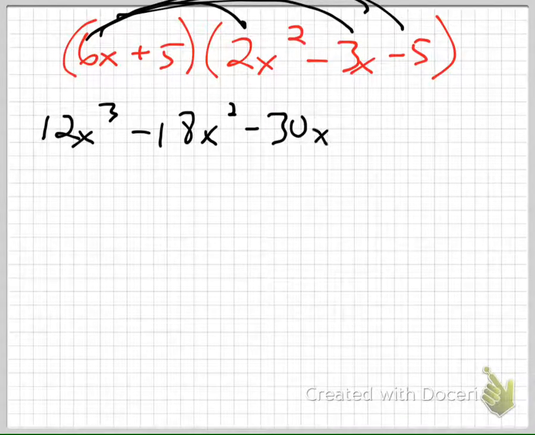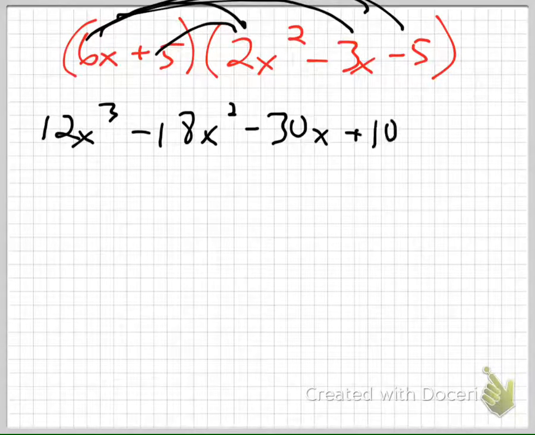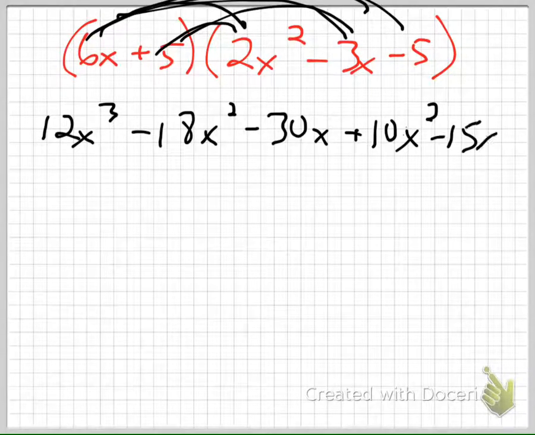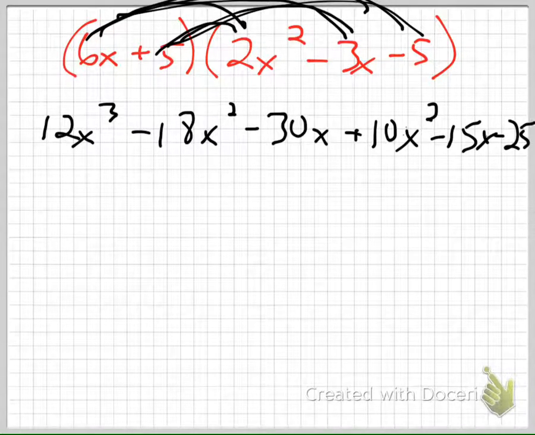Yes? Makes sense? Now I'm going to go to the 5 and go, what is 5 times 2x squared? 10x squared. And then 5 times negative 3x is minus 15x. And then 5 times negative 5 is minus 25. Does that make sense? You just distribute each one to each thing. And then now what do I do with this? You combine like terms. They have to be identical. Is there any other x to the thirds?